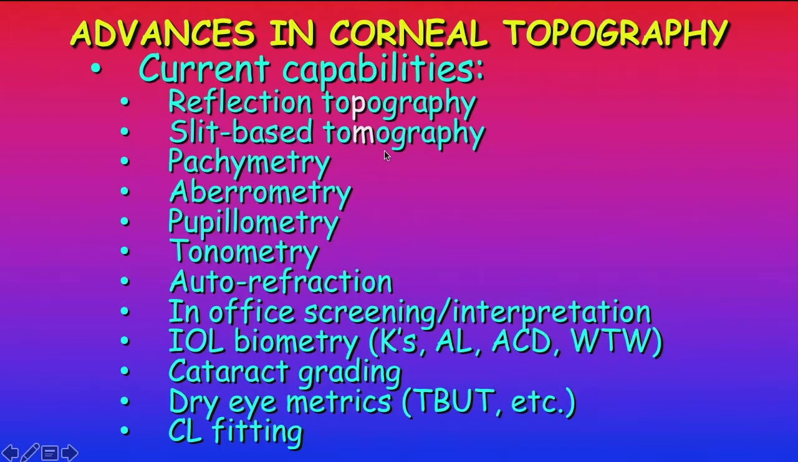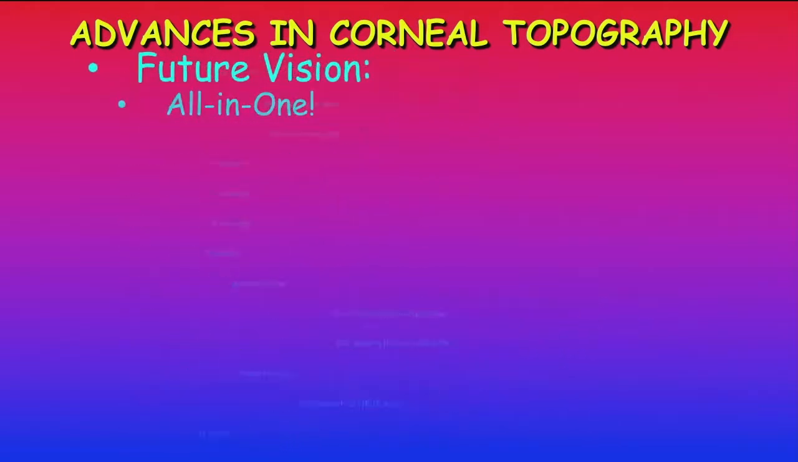The other point I'd like to say about all the devices I showed you today is that they're all topographers or tomographers, but guess what? They don't all do all of these things, but look at the capabilities that are built into many of them. Pachymetry, wavefront aberrometry, pupillometry. There's even one that does air puff tonometry. Think, well, maybe biomechanics we can get out of that one. Autorefraction, screening programs, biometry, cataract grading, dry eye metrics, contact lens fitting. All of these things are available on one or more of the corneal topography devices today.